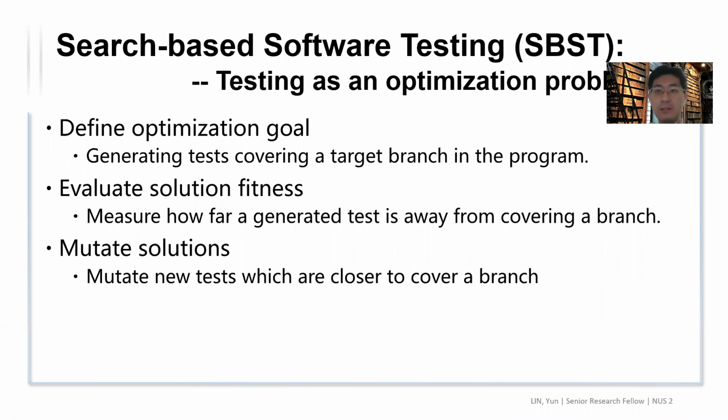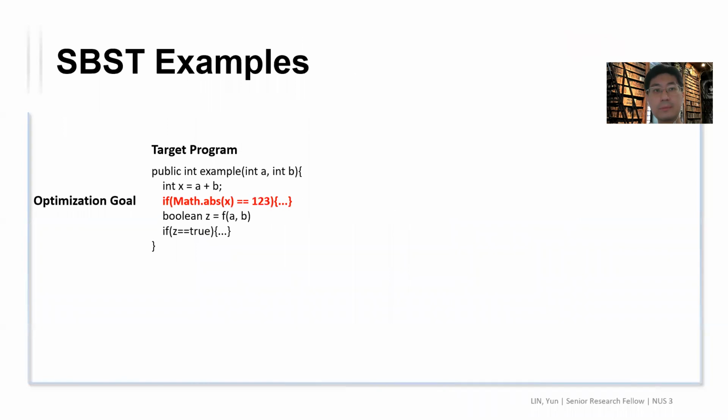Search-based software testing, or SBST, regards software testing research as an optimization problem, which requires defining an optimization goal, evaluating the fitness of the solutions, and maintaining solutions for approaching the goal. Similarly, SBST has an optimization goal of generating tests to cover a target branch in the program, a measurement to evaluate how far a generated test is away from covering the branch, and a set of mutations to derive new tests closer to cover the target branch.